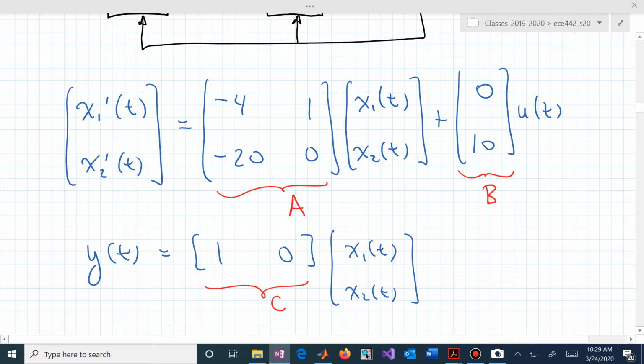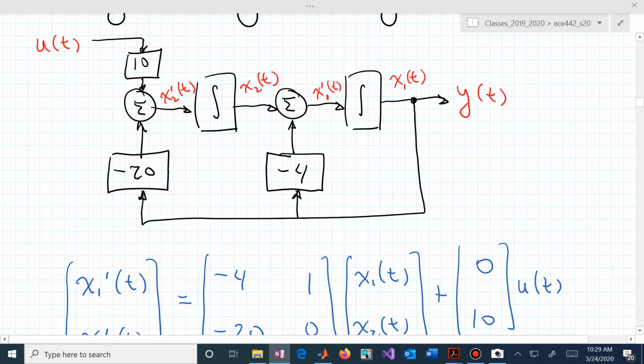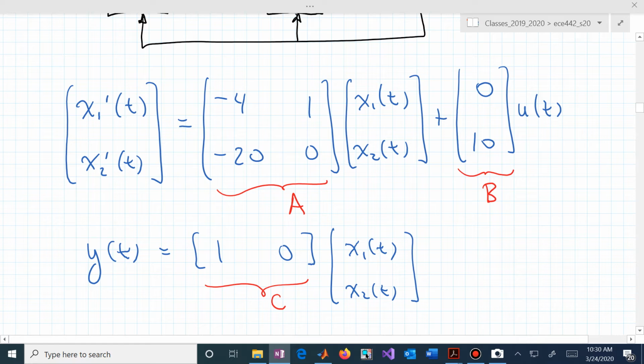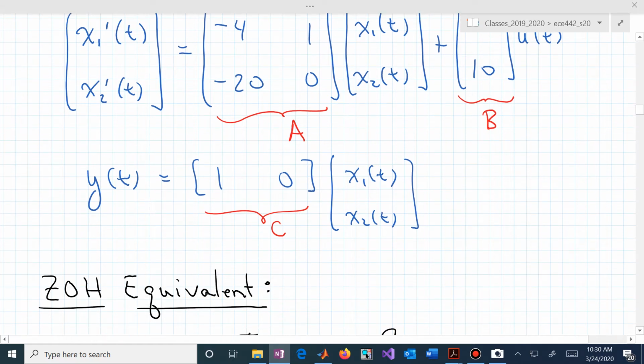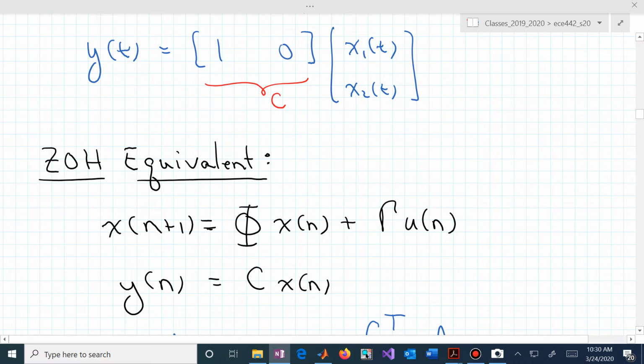And state space representations are not unique. It depends on how you've labeled your integrators in your block diagram or how you even created your block diagram. Here, this is consistent with that all-integrator block diagram, and I will use A, B, and C throughout this discussion or through these answers. How do we find the zero order hold equivalent?